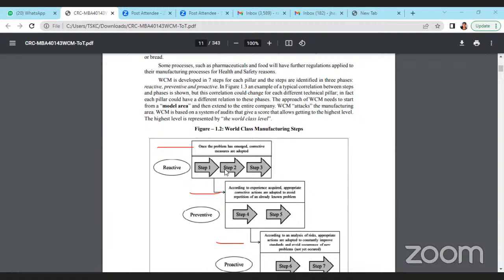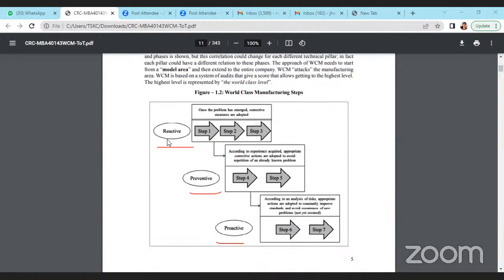For example, the approach of world-class management, that is WCM, needs to start at a model area, and it extends to the entire company. For example, reactive: once the problem has emerged, corrective measures are adopted. So whenever there is a problem, automatically the corrective measures will be taken. That is step 1 and step 2.